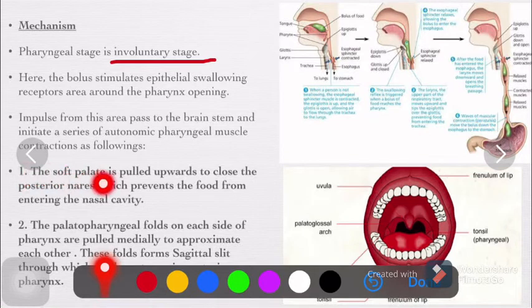The soft palate is pulled upward to close the posterior nares, which prevents the food from entering the nasal cavity. So the first and foremost thing which happens in this involuntary pharyngeal stage is that the soft palate is pulled upward to close the posterior nares, which will prevent the food from entering the nasal cavity, which is the passage for air and not for food.